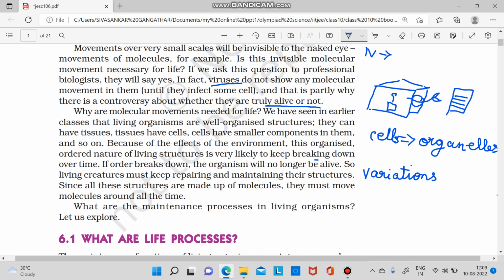Since all these structures are made up of molecules, they must move molecules around all the time. What are maintenance processes in living organisms? So now we are moving to the actual lesson.